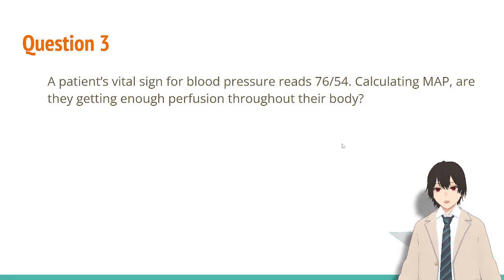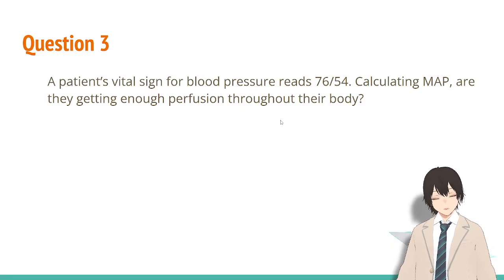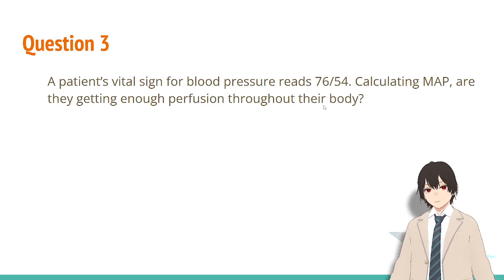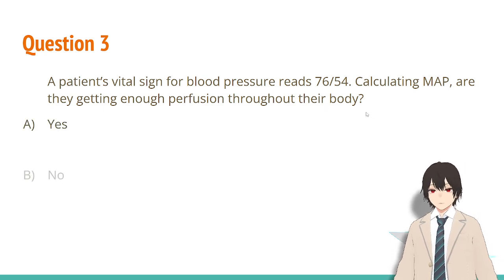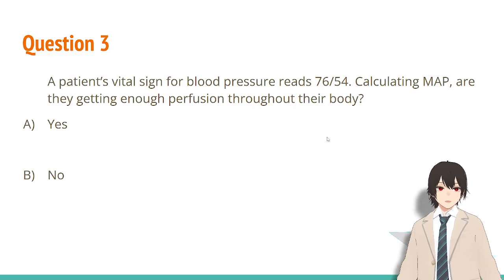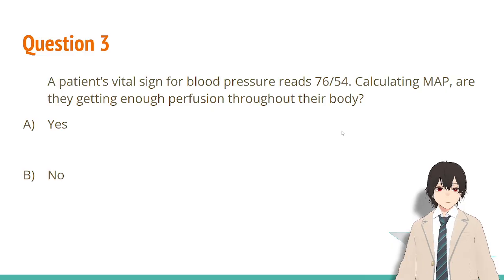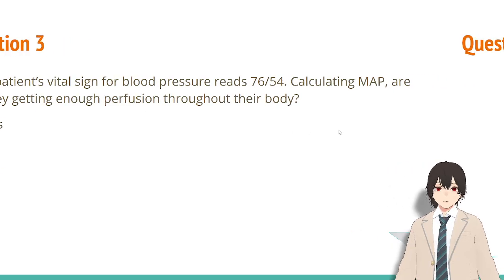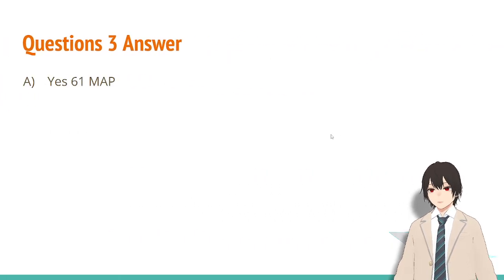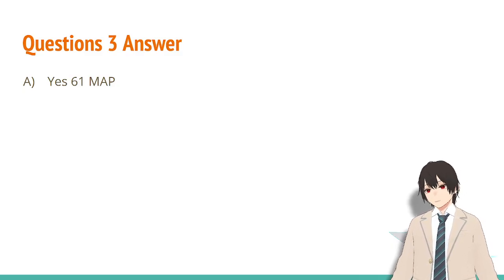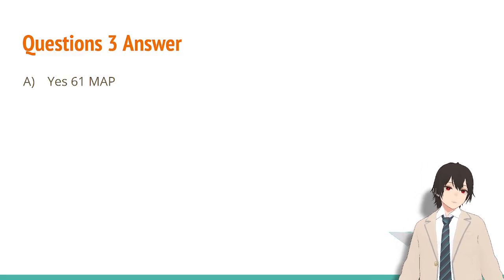A patient's vital sign for blood pressure reads 76/54. Calculating the mean arterial pressure, the MAP, are they getting enough perfusion throughout their body? Yes or no? I'll give you some time to get some pen and paper or a calculator, and I'll show you the answer in 3, 2, 1. I didn't check the math on this one, but the previous TA said it's 61, and that's what they go by. I know some places say 60 to 65, that's the range, but either way, just go with whatever your professors say.